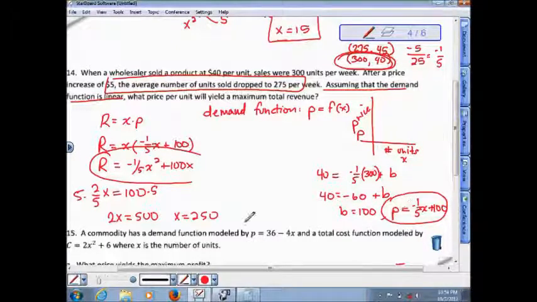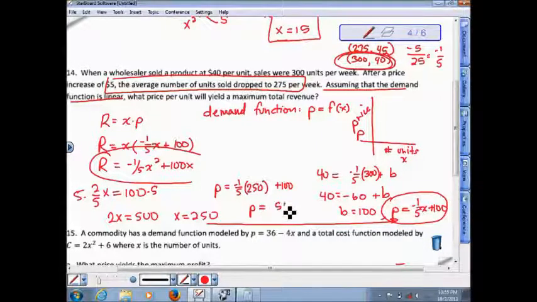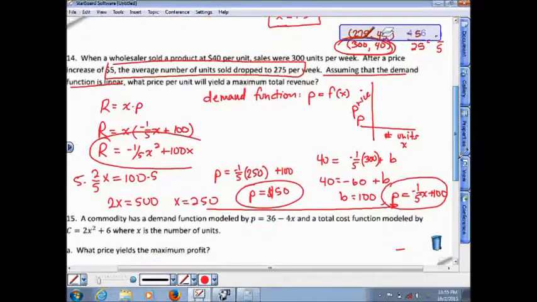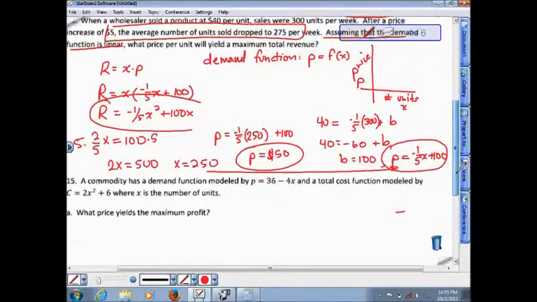So now we have to refer back to the price function here. Okay, price is equal to -1/5 times the number being sold plus 100. So -1/5 of 250 is -50. -50 plus 100 means the price needs to be set at $50 to maximize revenue. And at that price, you'll sell 250 according to the demand function.